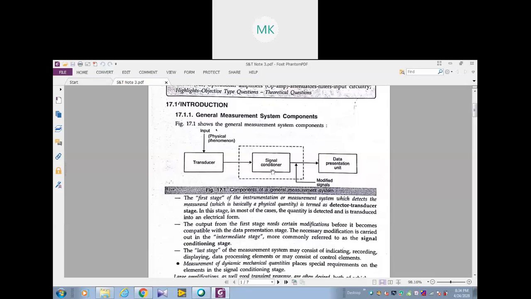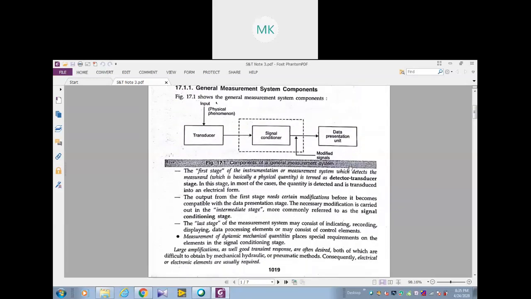Here we are making the modification in the signal. This is the intermediate stage. Here we are performing the necessary conditioning operations: amplification, attenuation or modulation, demodulation, everything will be done here. So the modified signal is applied to the last stage, that is the data presentation stage or unit, the data presentation unit.